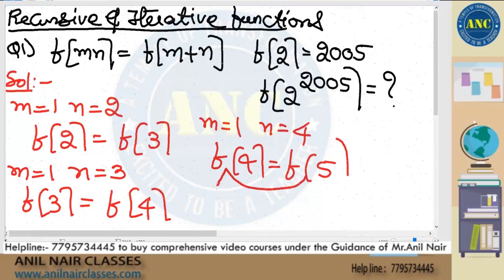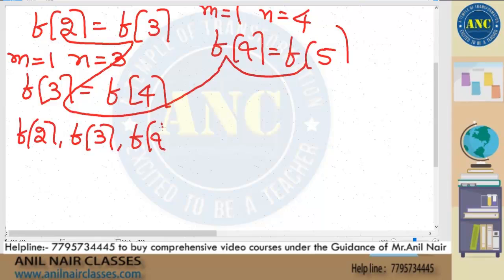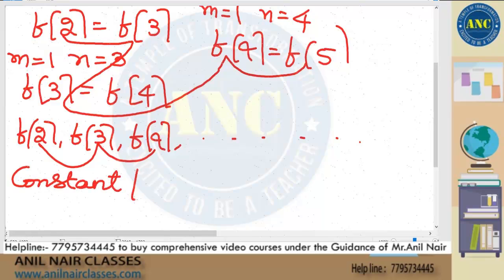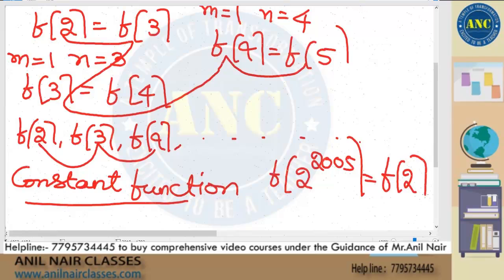F of 5 is becoming f of 4, f of 4 is becoming f of 3, f of 3 is becoming f of 2. That means every value coming after f of 2 is coming back to f of 2. F of 2, f of 3, f of 4, f of 5 and so on, everything is coming back to f of 2. This is an example of a constant function, where the value is the same for every upcoming value. So f of 2 power 2005 will also come back to f of 2. What is the f of 2 value? F of 2 value is 2005.